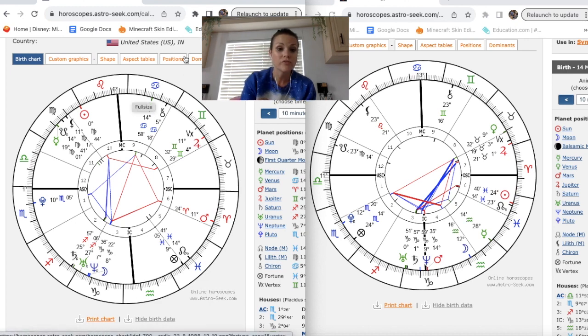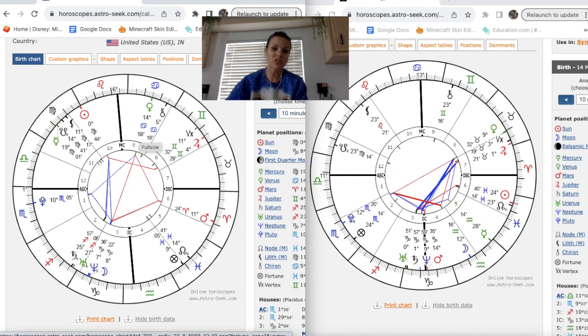Whereas for person 1, Venus being in Cancer, it might be a bit more challenging just because it's not in its home sign. So that's what we're going to say about that.